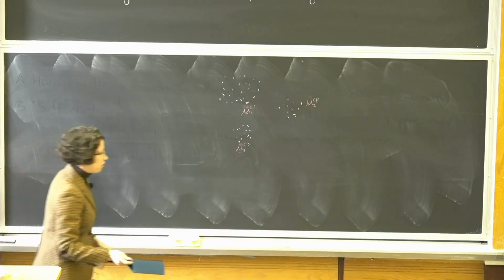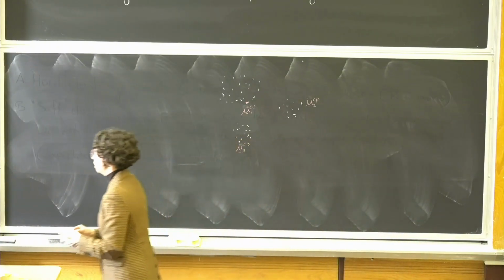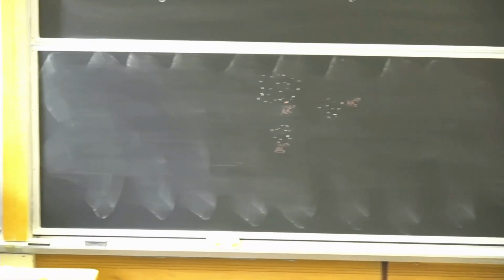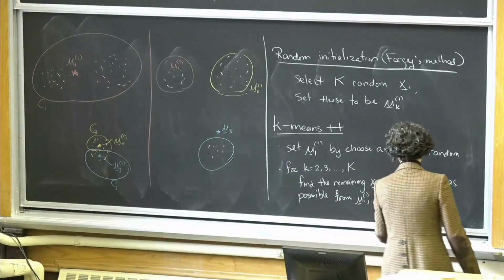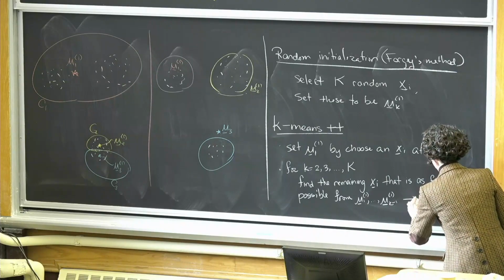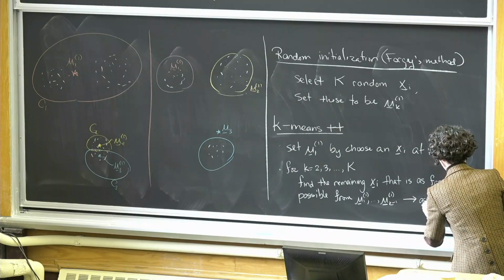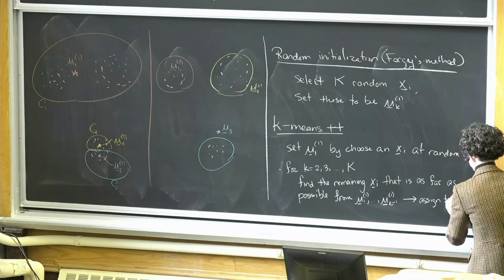But the really remarkable thing about this initialization is that, let me just say over here on our method, we find the remaining xi as far as possible from the other mu's, and then we are going to assign that to mu, my new mu k.